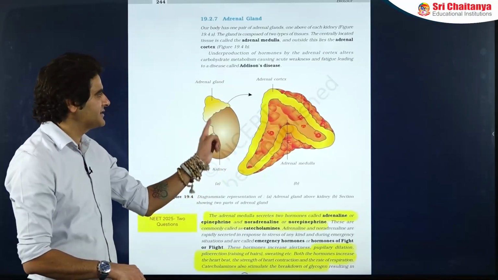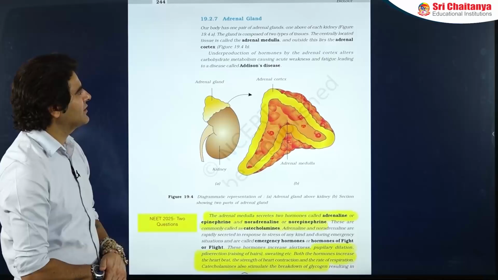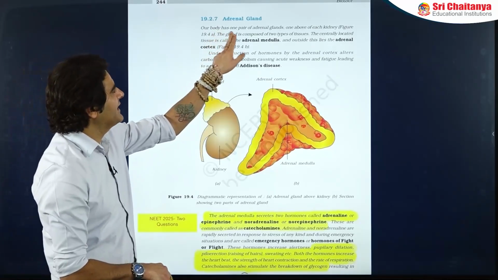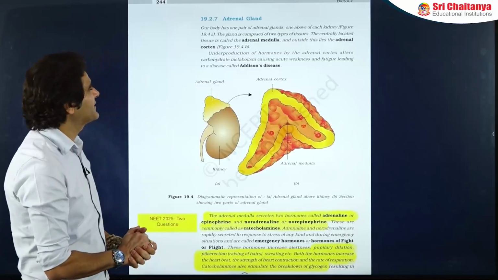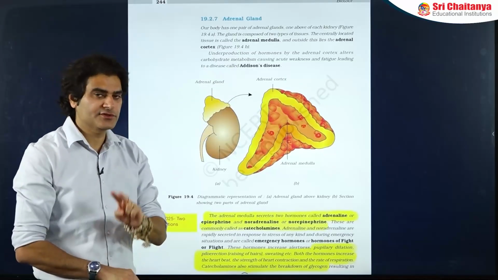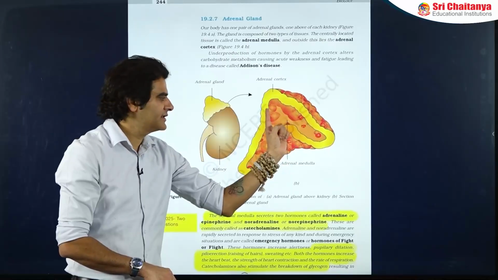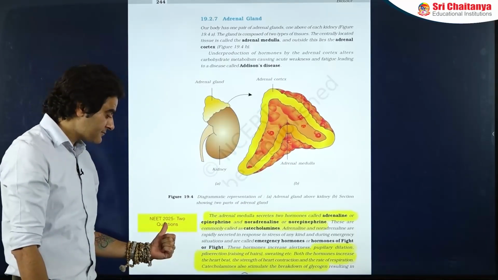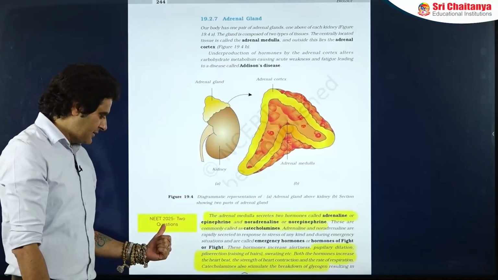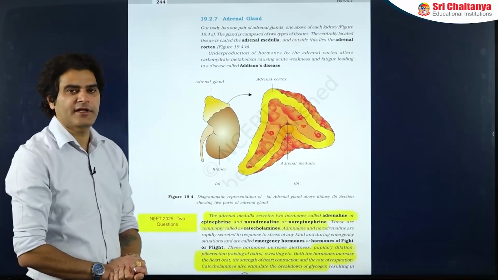The adrenal gland, as we can see, is located on top of the kidneys. Our body has a pair of adrenal glands, one above each kidney, and each adrenal gland consists of two parts: the peripheral area called the cortex, and the central area called the medulla. There have been questions from the medullary part in NEET 2025, two questions from adrenaline and noradrenaline.